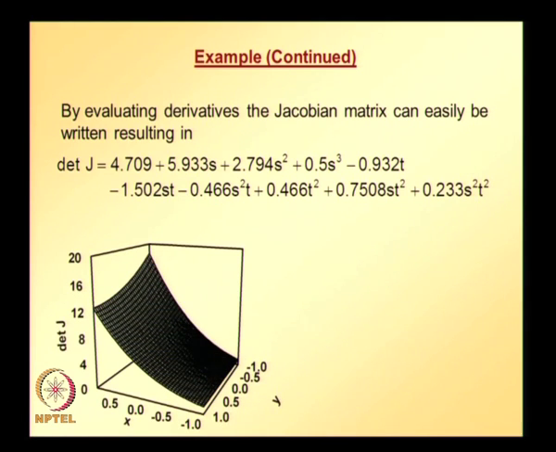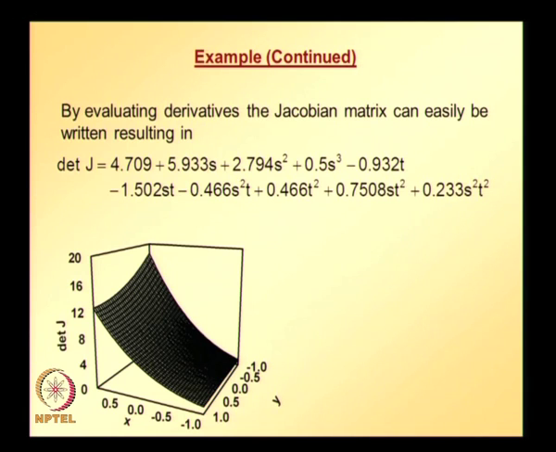So, this is the surface plot of Jacobian, and it can be easily verified from the plot that the determinant of J is greater than 0 over the entire parent element domain, that is s going from -1 to 1, t going from -1 to 1. So, mapping is fine.